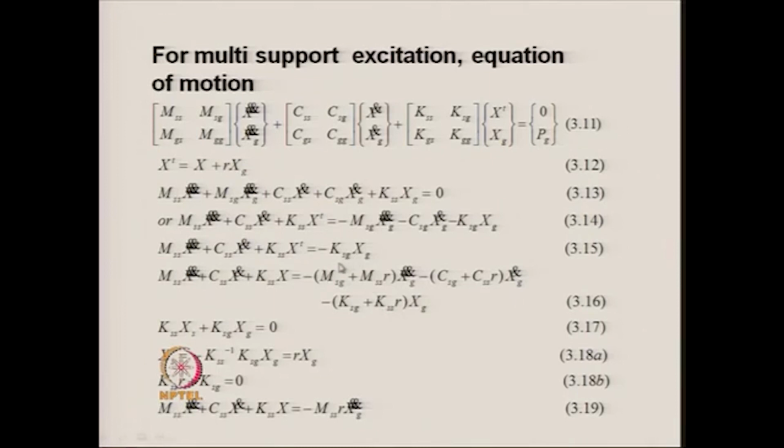And we see that on the right hand side we have all these three terms which are associated with the ground displacement, ground velocity and ground acceleration. Now, since the definition of R was equal to minus KSS inverse KSG into XG, from that one can easily show that KSS into XS plus KSG into XG, that is equal to 0, and therefore, in equation 3.16 this term becomes equal to 0.